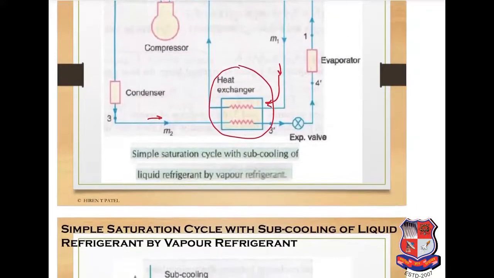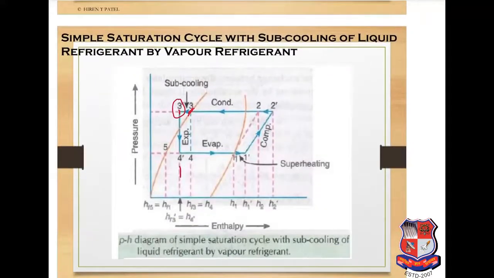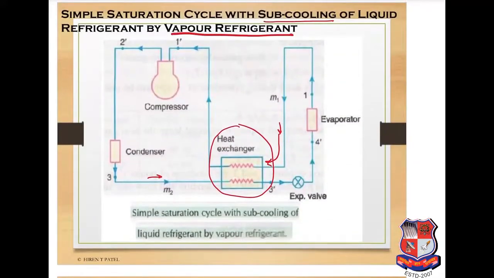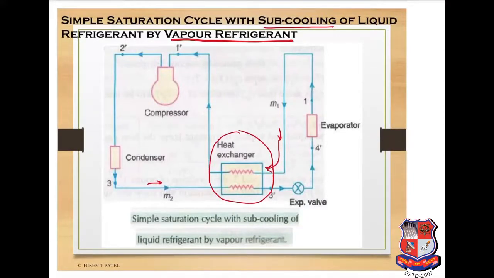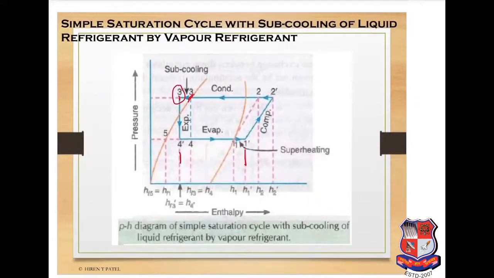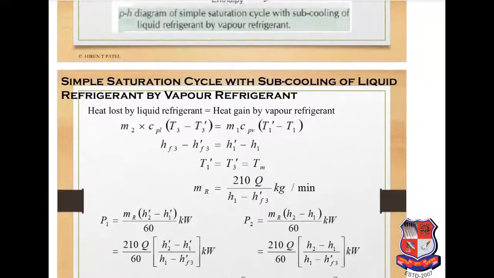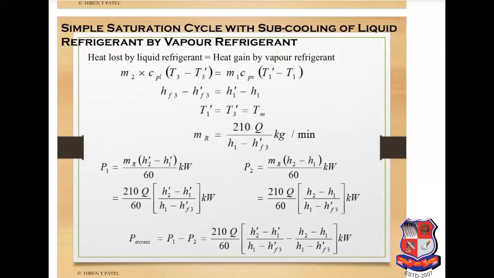So the benefit of that is we are having more refrigerating effect, so that whatever vapor refrigerant is passing from the heat exchanger gets superheated, and also the liquid refrigerant coming out from the condenser gets subcooled. So dual benefit of using subcooling.